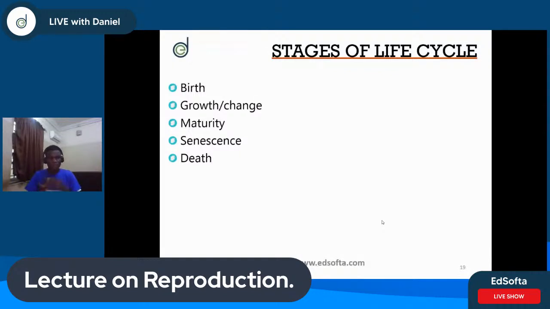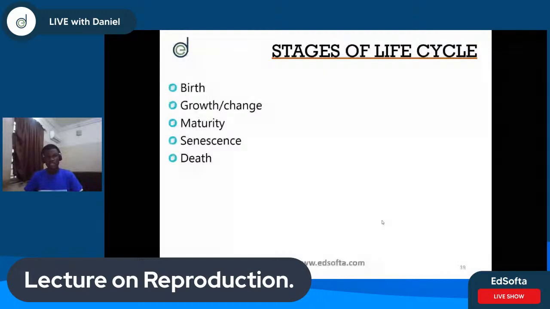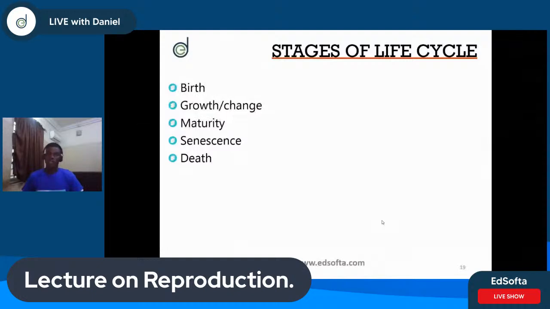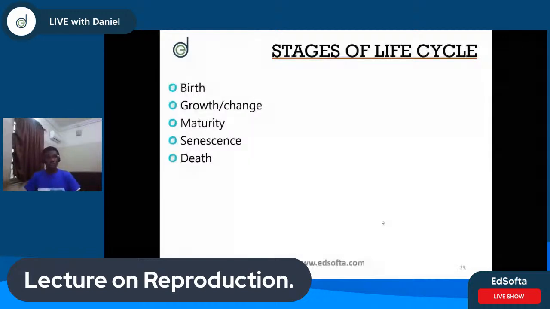You have the birth stage. As we give birth to you, there is a series of changes, in keeping with the characteristics of living things: movement, respiration, nutrition, irritability, growth, excretion, reproduction, competition, adaptation, and diet. So as a newborn child is born, he grows and changes as he develops, in form, in size, and maturity. As he grows, he matures. Maturity comes into place.